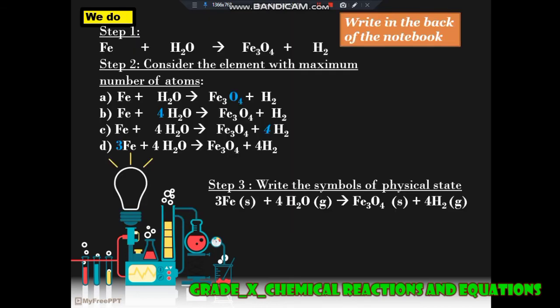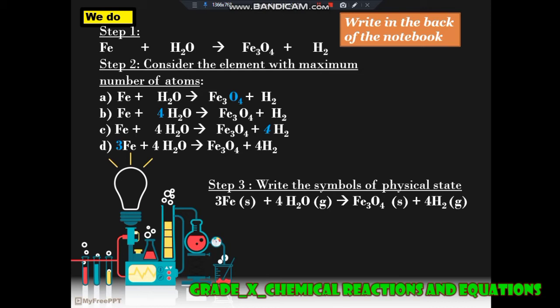Take 5 minutes to write the following equation in the back side of your notebook. Step 1. The equation is not balanced as you see. Step 2. Consider the element with maximum number of atoms. It is oxygen. So, first we will balance oxygen atoms by adding 4 to H2O in the left hand side.